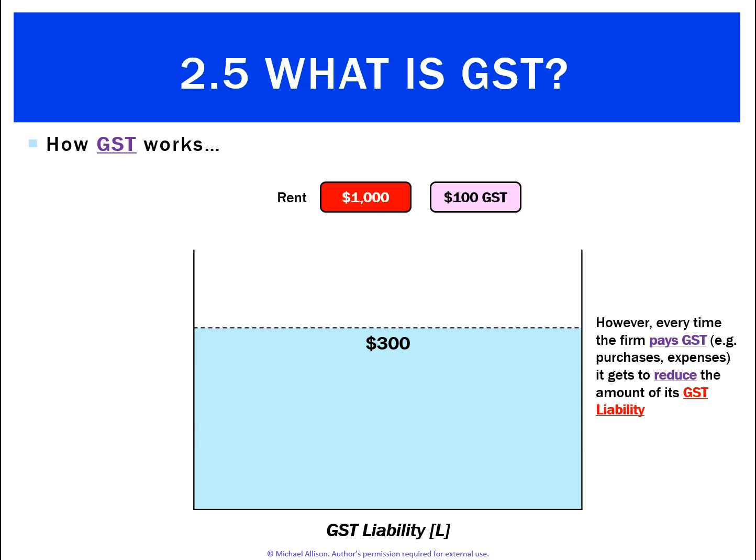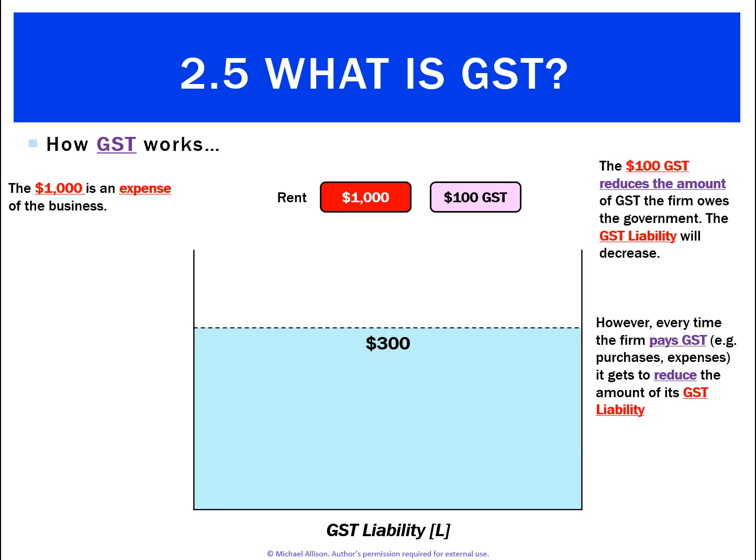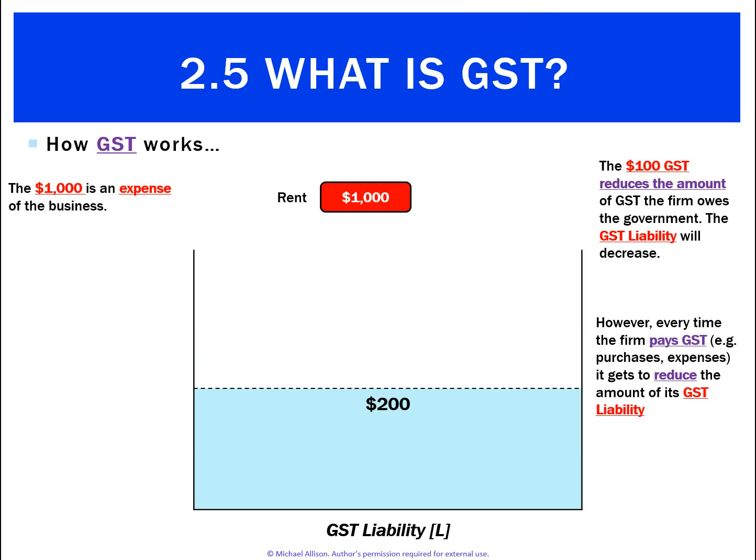However, the government lets us offset what we owe by taking out what we've already paid in GST. So assuming this month we've paid a rent of $1,000 plus $100 GST, the $1,000 is an expense, and the $100 of GST, we actually get to take that out of what we owe. So if we already owe $300 to the government, it will let us take out the $100 that we've paid, and we now only owe $200.